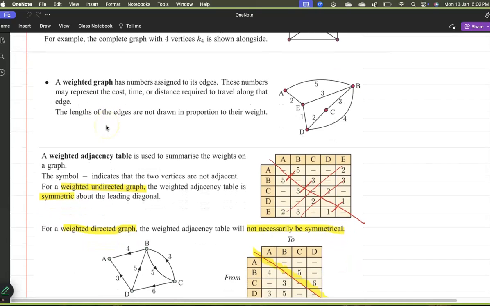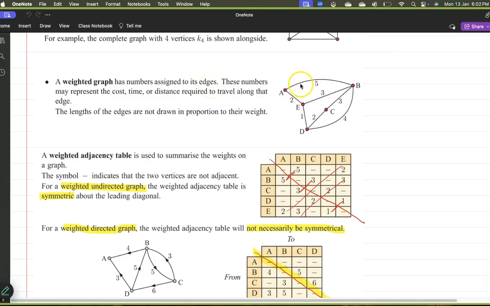A weighted graph has numbers assigned to its edges. These numbers may represent cost, time, or distance required to travel along the edge. The length of the edges are not drawn in proportion to their weight. So this can be the time taken from A to B. So this is a weighted graph.